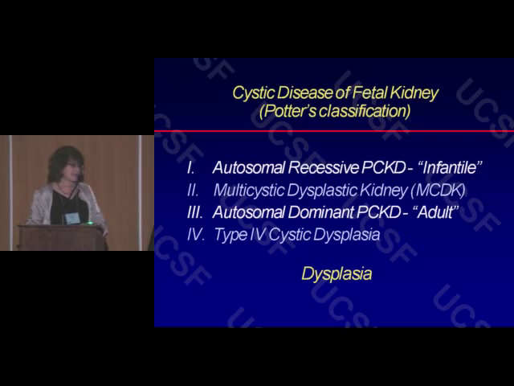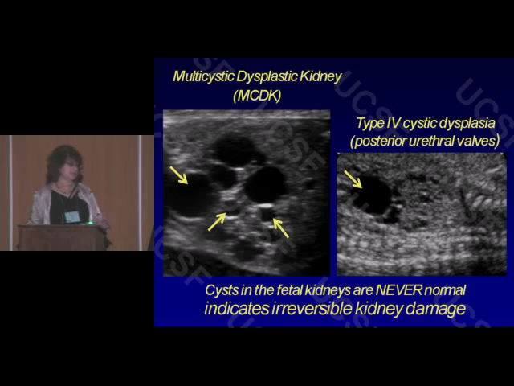The other two types in the Potter classification scheme, types 2 and 4, refer to cystic dysplasia, abnormal development of the renal anlage. MCDK is type 2, and the acquired cystic dysplasia, for example, resulting from valves, is referred to as type 4. Here they are side by side. From whatever cause this might be, remember that cysts in the kidneys, in the fetal kidneys, are never normal and are a sign of irreversible renal damage. If bilateral, then preclude normal development, normal urine production, and oligohydramnios.